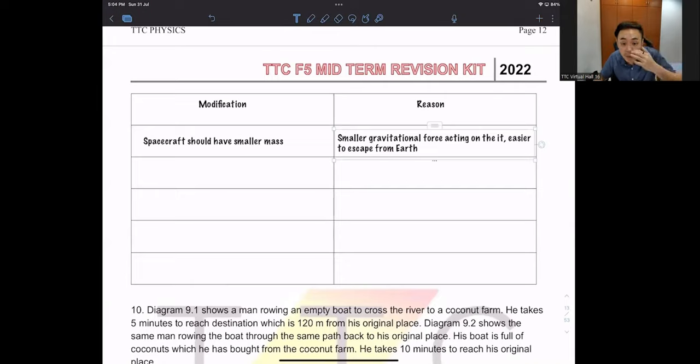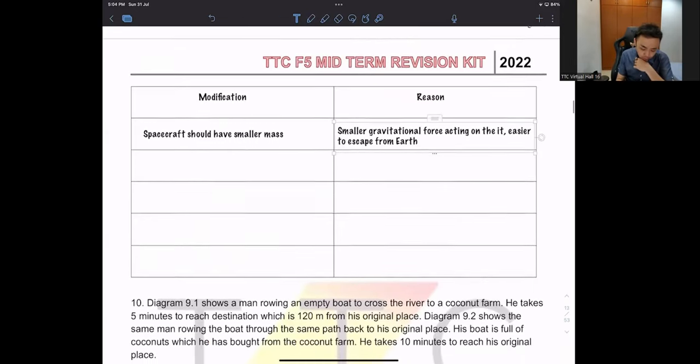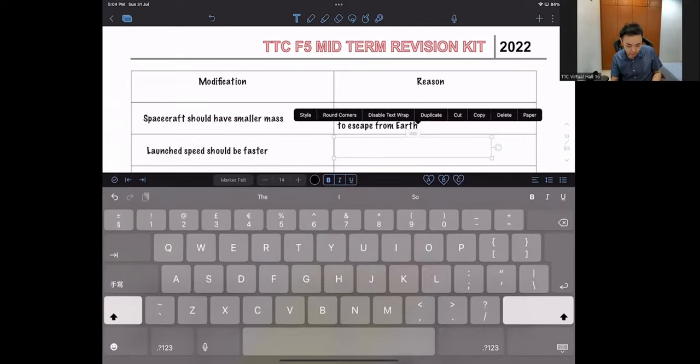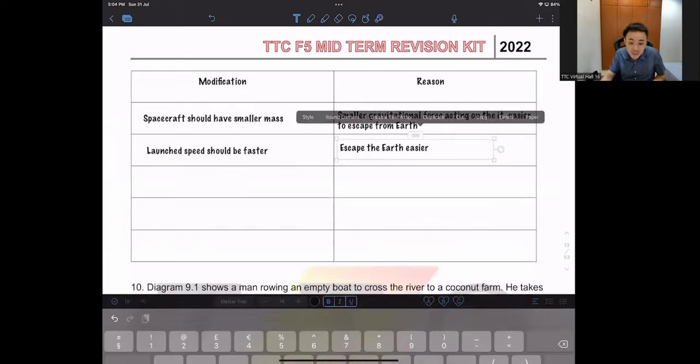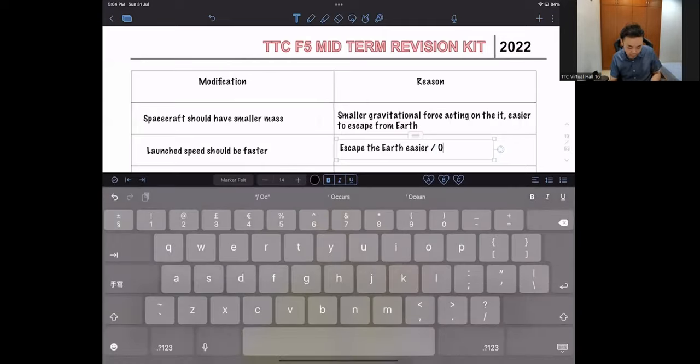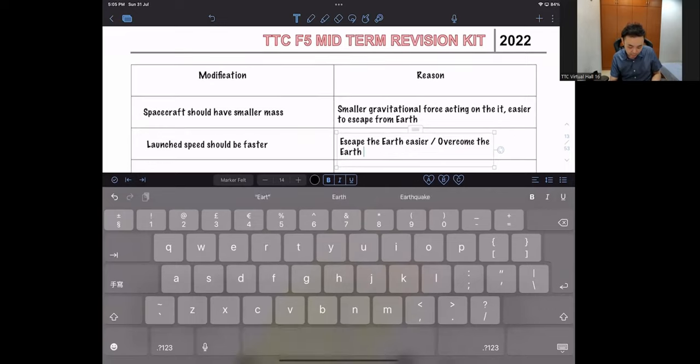All right, can we continue? Okay, let me finish. Launch speed should be faster as well. All right, why? So that it will escape the Earth easier. Right? You want a faster launch speed so you can escape the Earth easier. Or you can say, if you don't want to use escape again, overcome the Earth's gravitational pull.